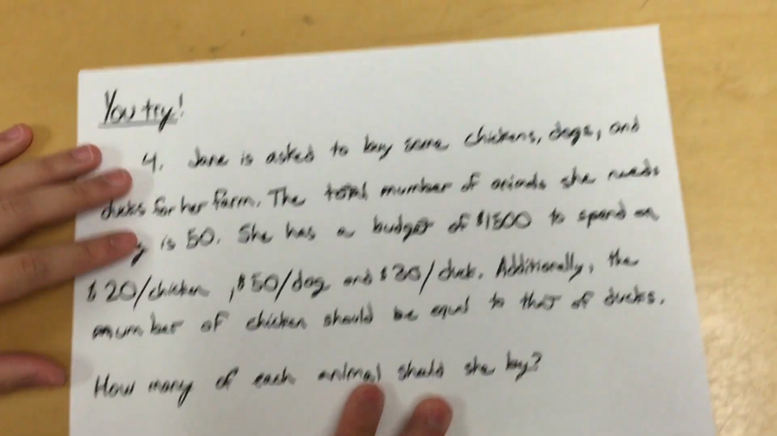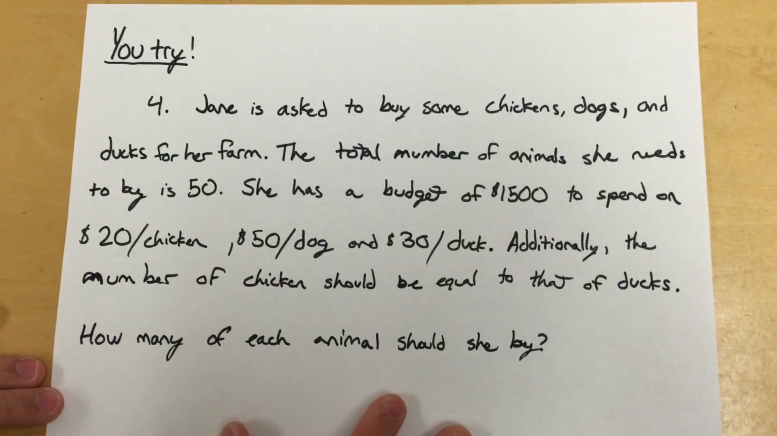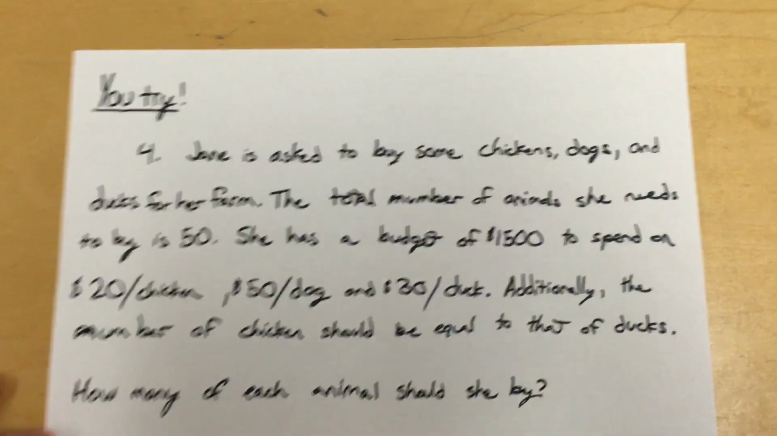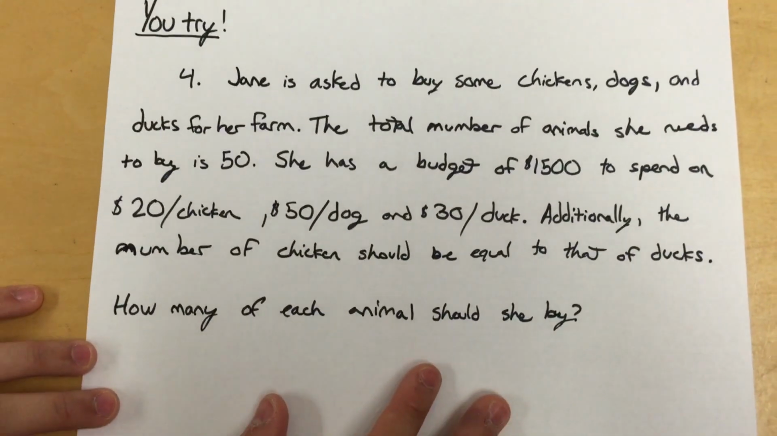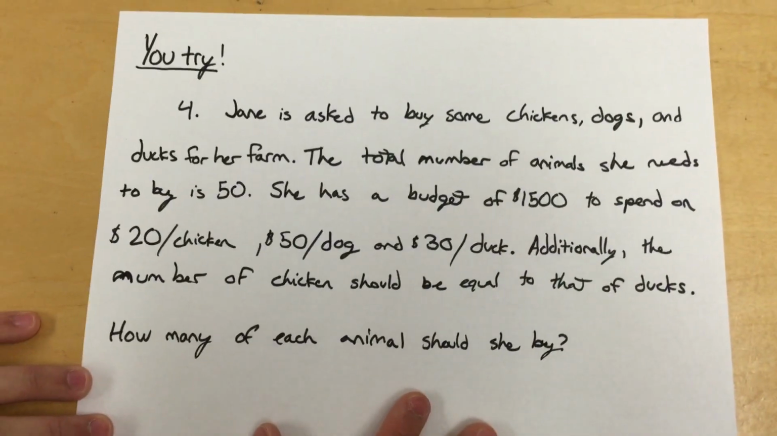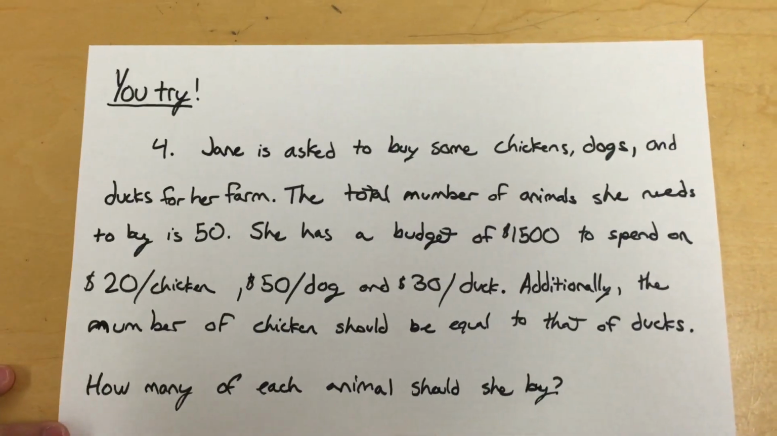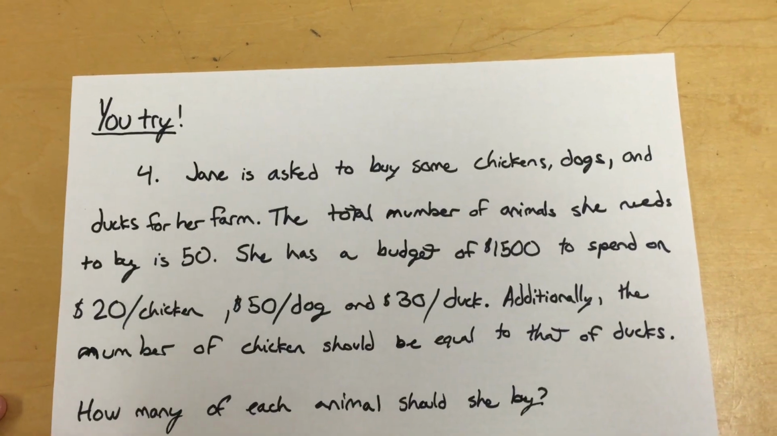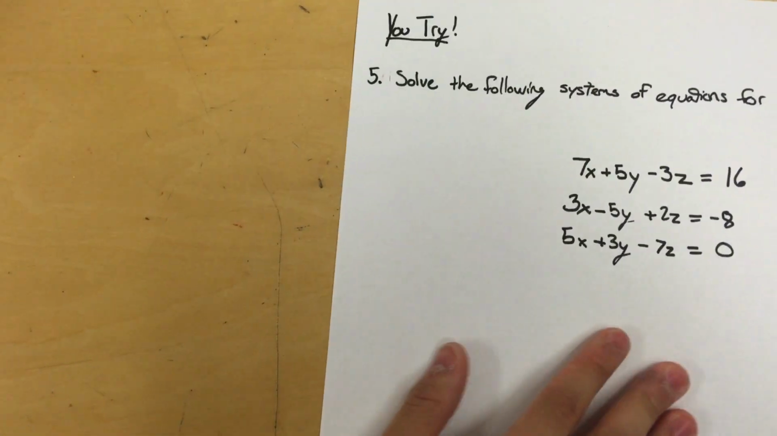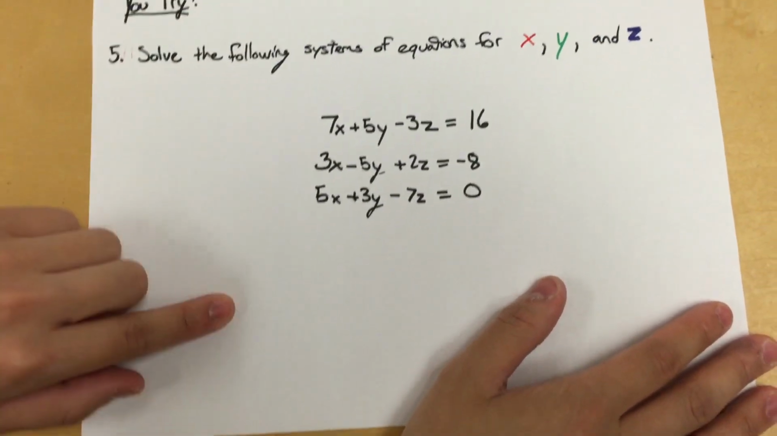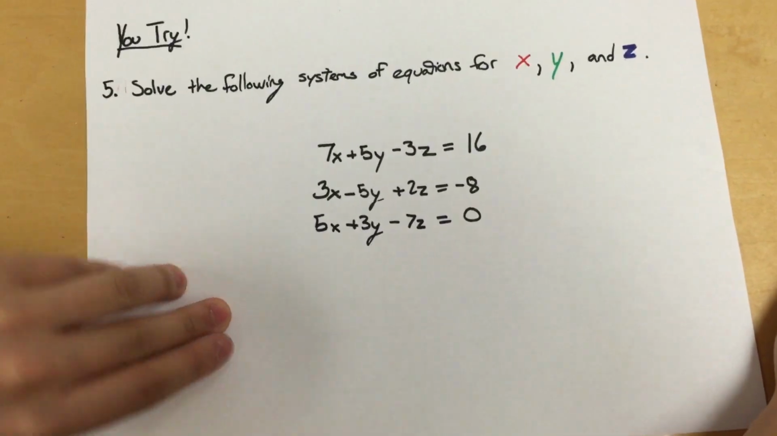Here's a word problem. Jane is asked to buy some chickens, dogs, and ducks for her farm. The total number of animals she needs to buy is 50. She has a budget of $1,500 to spend on $20 chickens, $50 dogs, and $30 ducks. Additionally, the number of chickens should be equal to that of ducks. How many of each animal should she buy? Finally, solve the following system of equations for x, y, and z. Here are the answers.